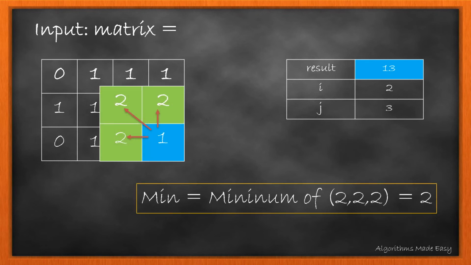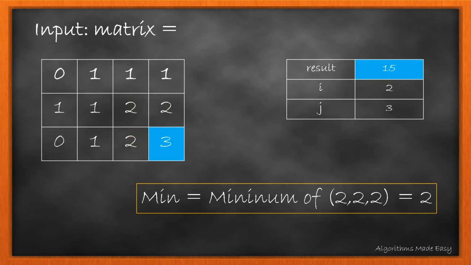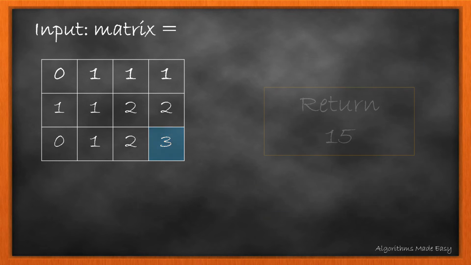We again check the matrix. As all the elements are greater than 0, we find the minimum, which is 2. So we add 2 to the current element. Now it becomes 3. We also add 2 to the result variable and return 15.